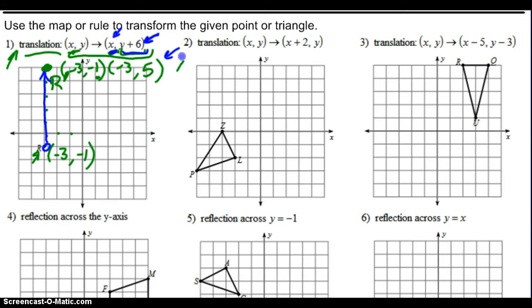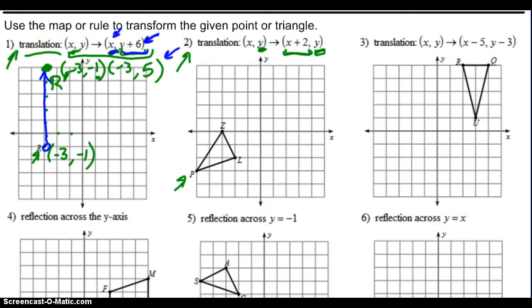The same thing is going on with number 2. I have this original triangle here, PZL, but instead of writing all the points out and doing all the calculations, I could just look at my map and realize that this is telling me to increase the X direction by 2, and to do nothing with Y, right? From the pre-image to the image, Y is not changing, but X is increasing by 2.